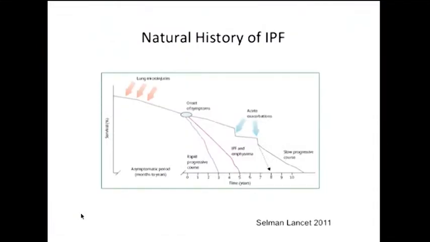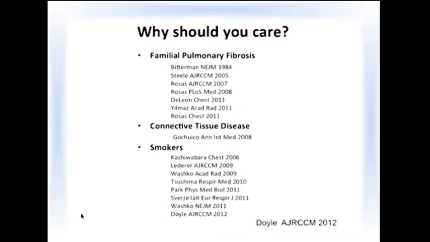So in this review that Moises, Annie, and Talmadge wrote, I think they're depicting very well what we're talking about. Basically, most of us practice here, but what we're going to be talking about today are these individuals with asymptomatic interstitial lung disease, the asymptomatic period.